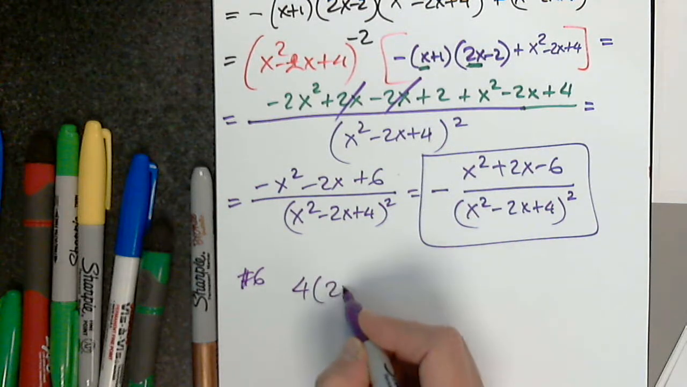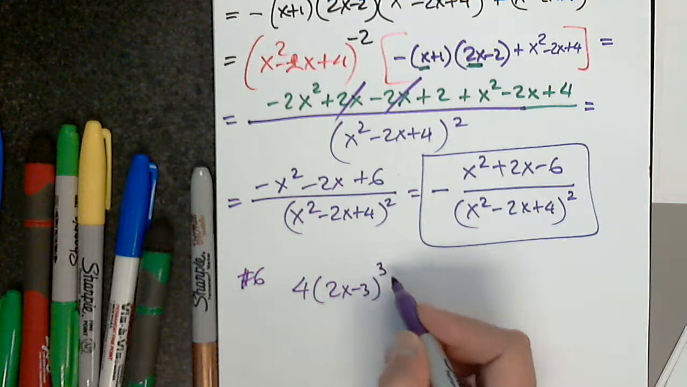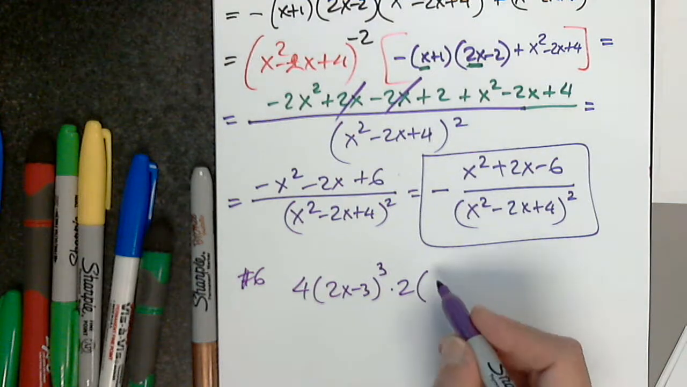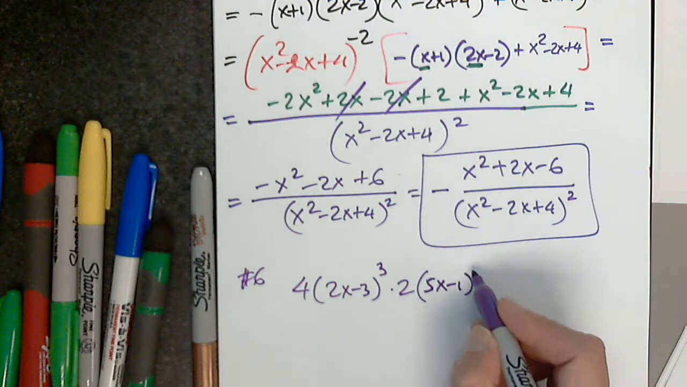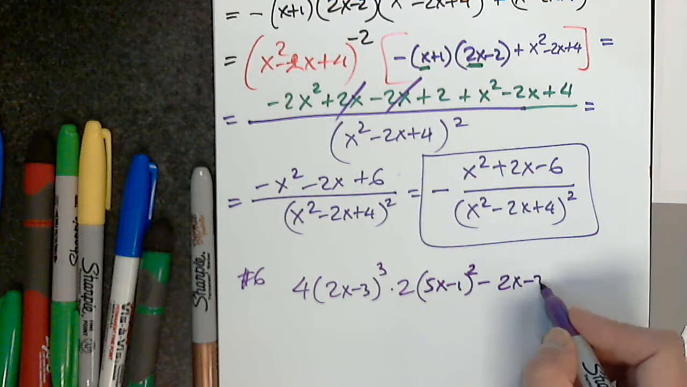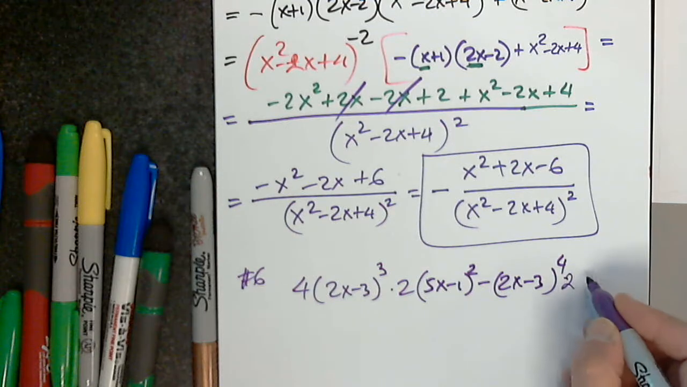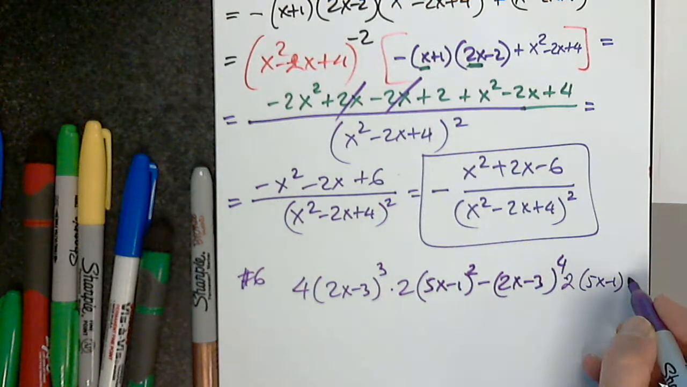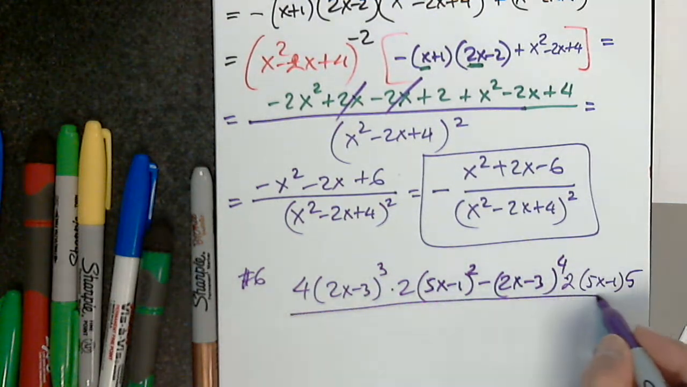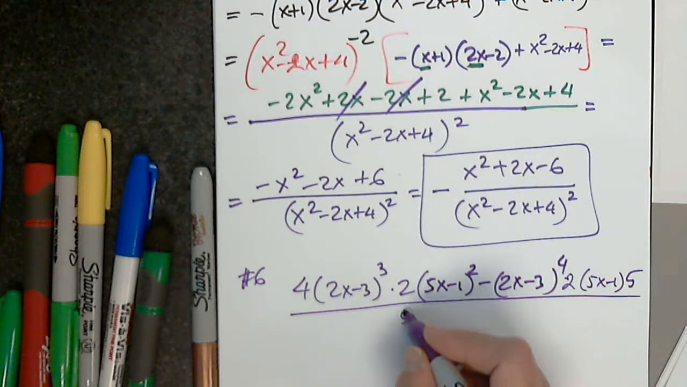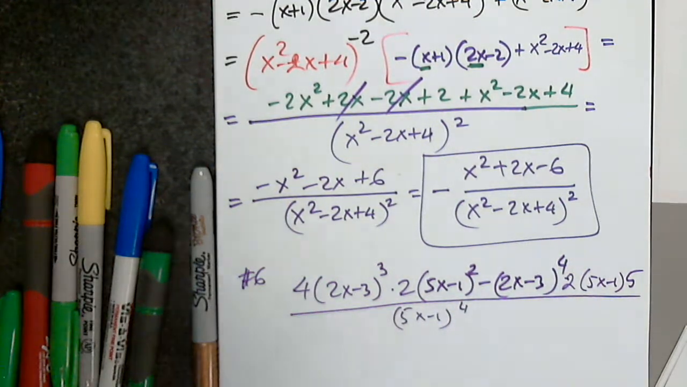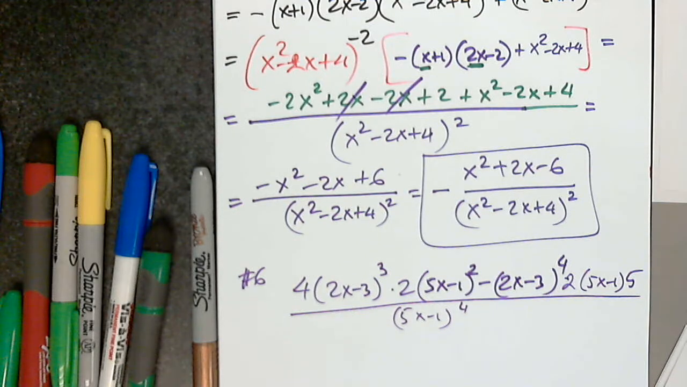So 4 times 2x minus 3 to the third, times 2, times 5x minus 1 squared, minus 2x minus 3 to the fourth, times 2, times 5x minus 1, times 5, and everything divided by 5x minus 1 to the fourth. Did I manage to copy from two different ones, or did I copy only from one problem? I'm checking myself. Yeah, I think I did it correctly. Good.